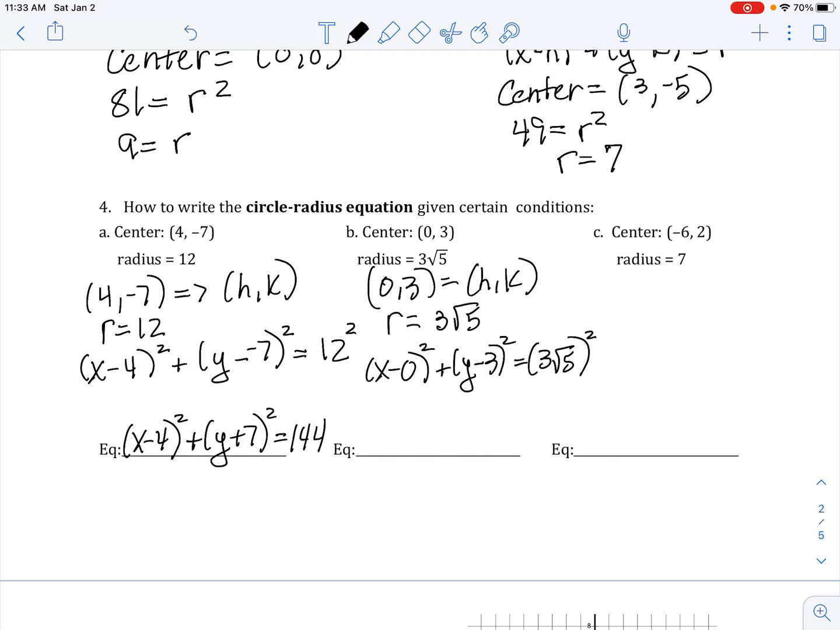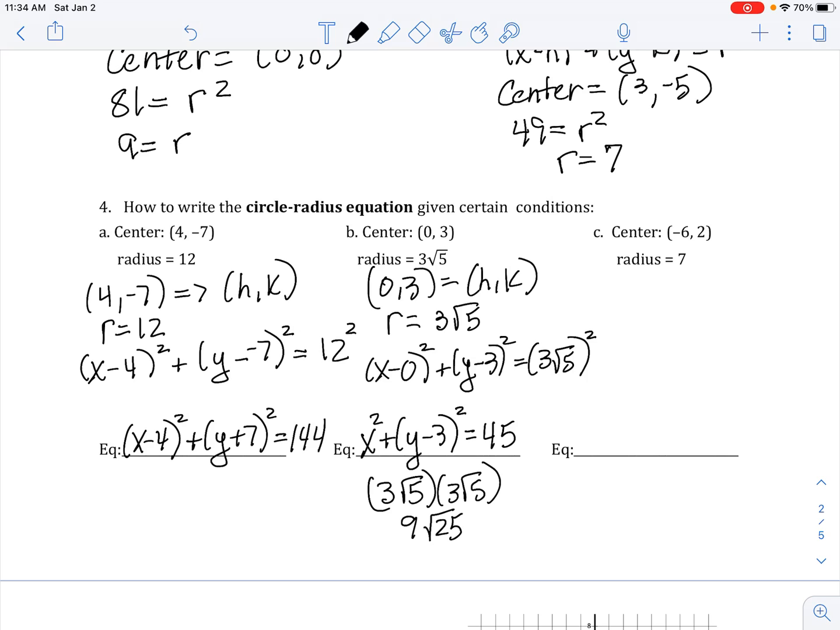The first one, x minus 0, is just x, so that's x squared. The second part, y minus 3 squared. How do we square 3 root 5? Well, we multiply it by itself. It's going to be 9 root 25, which is 9 times 5, or 45.